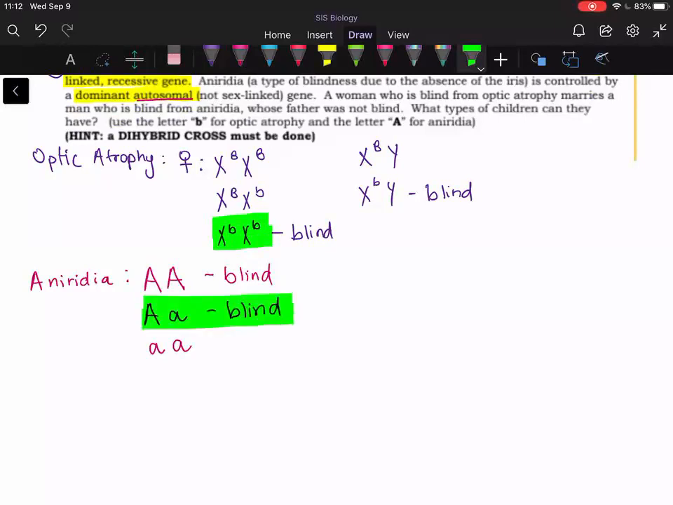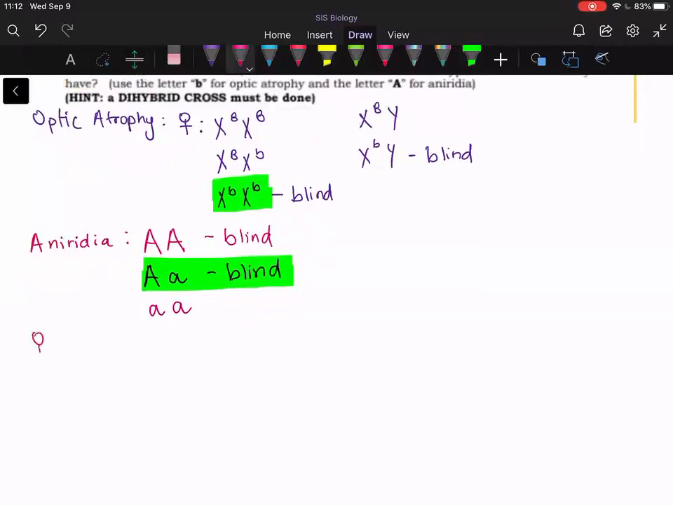Okay, so if I'm looking at the female, she is going to be lowercase a lowercase a, because she doesn't suffer from aniridia, and she is going to have both lowercase b's for optic atrophy, because that is how she became blind. For the male, we know he is just a carrier. He is not homozygous dominant because his father wasn't blind.